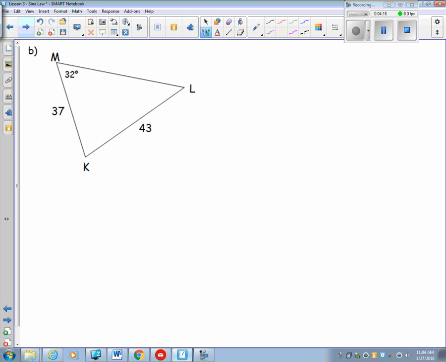Okay, I want to solve this triangle. I have to have a known pair. And looking at it, I can see the 32 has to go with the 43. There's no choice on that. But I have a little bit less information this time. So it means I may have to be doing something slightly different.